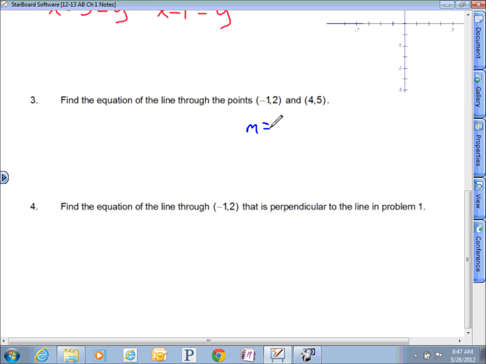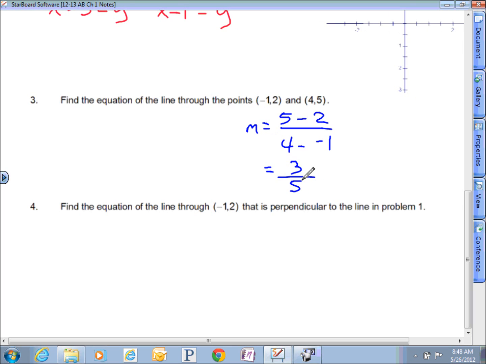So change in y. Y's go from 5 minus 2. X's go 4 minus -1. How much do they change? We're talking about subtracting the x values, subtracting the y values. The y is on the top. 3 over, how about 5? So there's my slope.